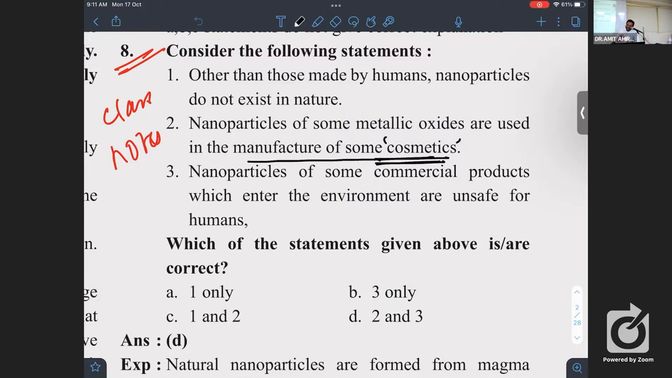Seriously, okay. So the third statement was: nanoparticles of some commercial products which enter the environment are unsafe for humans. Commercial products which enter the environment are unsafe for the human. There are so many particles. Now let's first see the notes for all three statements.